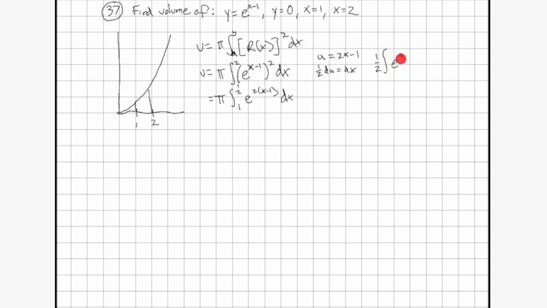So then you plug back in u, so then you get e to the 2 times x minus 1, over 2. I'm going to put it back to 2 times x minus 1 over 2. And then I bring it back over here. Finally, I get this right here: e to the 2 times x minus 1 over 2, from 1 to 2.